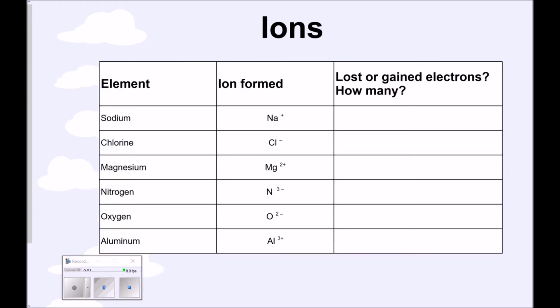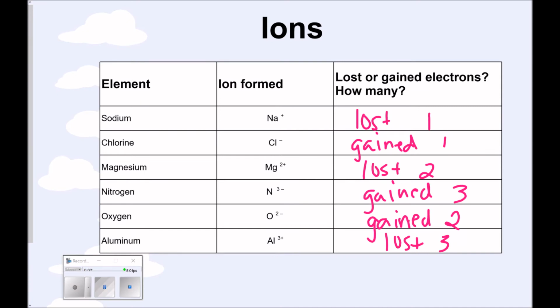So here are some examples of different elements and ions. Sodium: the ion that will be formed is sodium +1. If it's positive, this means that it has lost 1 electron. Chlorine becomes -1, meaning it has gained 1 electron. Magnesium, +2, so it's lost 2 electrons. Nitrogen, -3, so it has gained 3 electrons. Go ahead and pause the video and try to do the last two on your own.